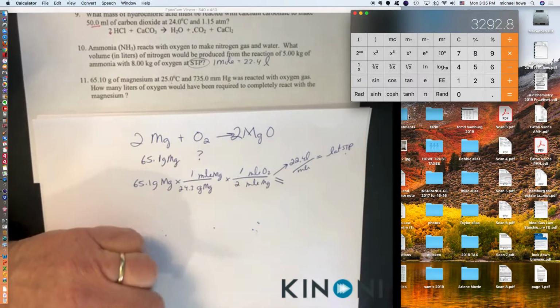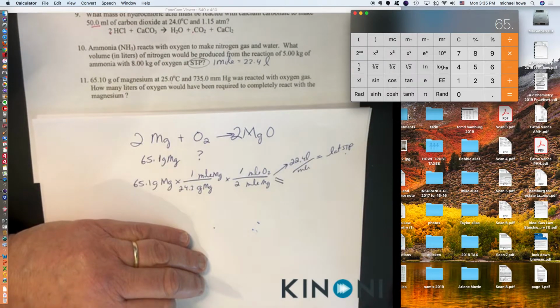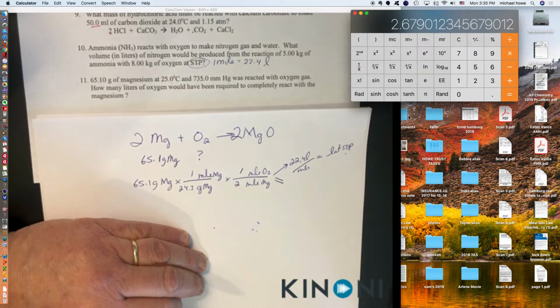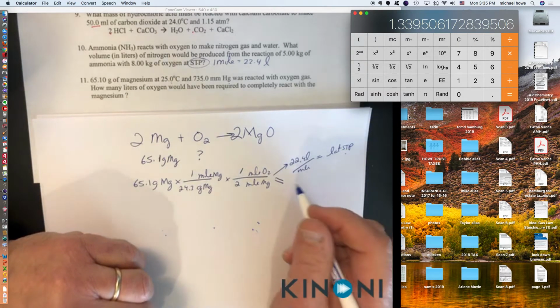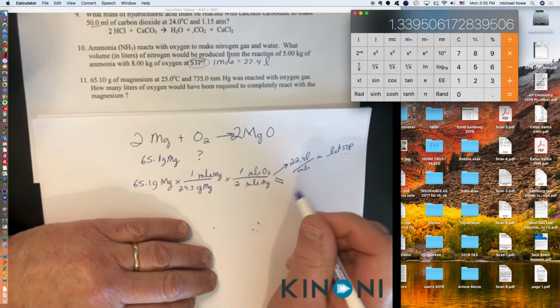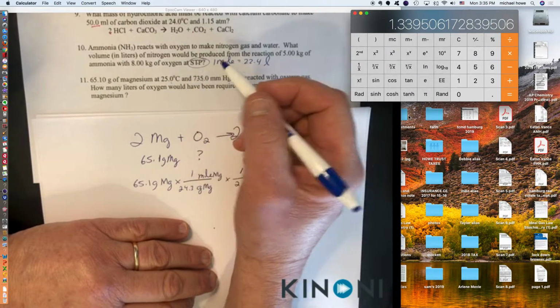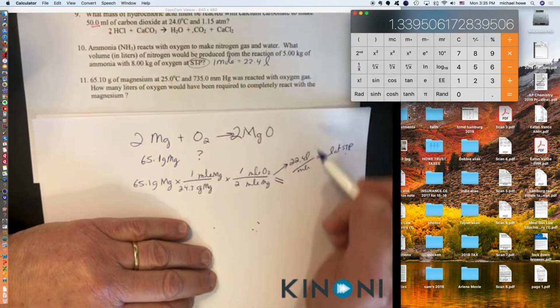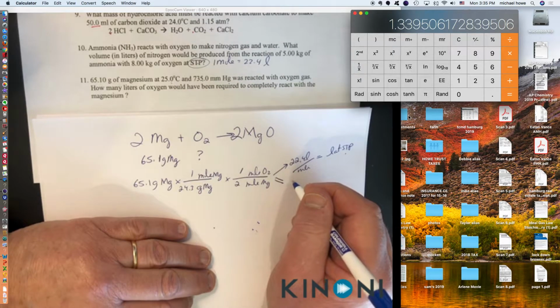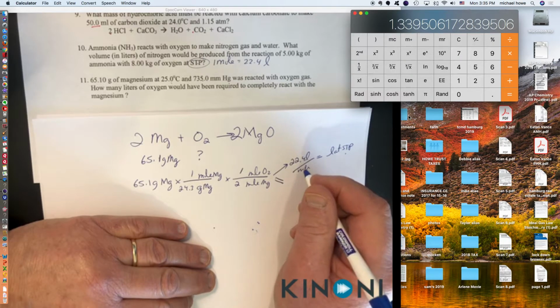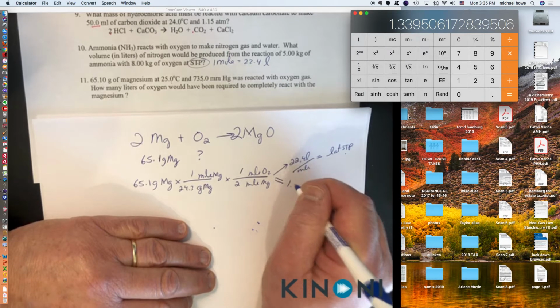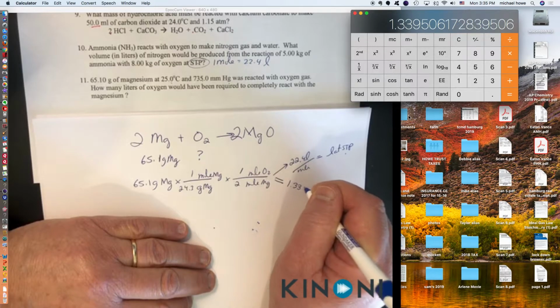So we do the math. 65.1 divided by 24.3, and then divide that by 2, and that's how many moles of oxygen we would have. The temperature here has 3 sig figs in it, so I'm just going to leave this at 3 sig figs when we're all done. So 1.3395, I'll call it right now, but we're going to round off to 3 sig figs later.